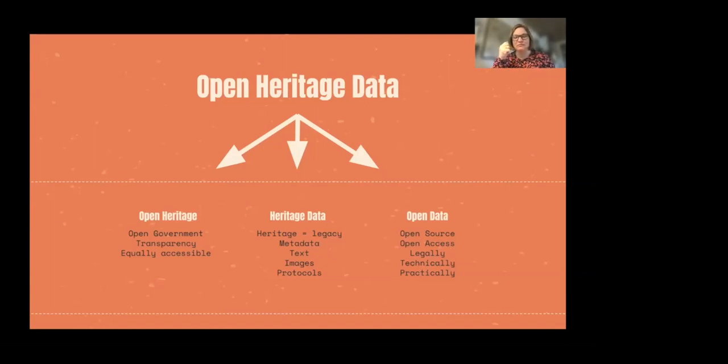The second term is heritage data, and this is the concept where we see heritage as anything that is our legacy, anything that is saved for future generations. And in this sense, heritage data is all the information technically about this heritage that is saved. Often this can be metadata, so data about data.